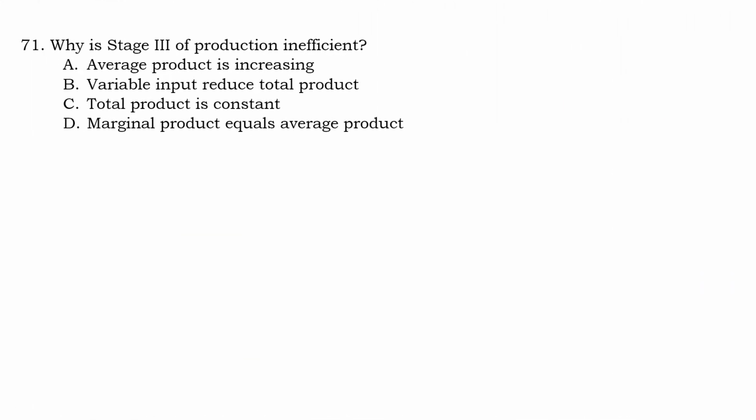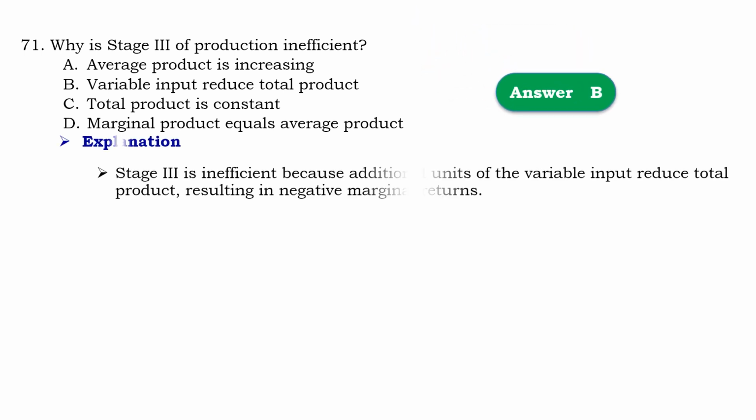Question number 71, why is stage 3 of production inefficient? 71ኛ ጥያቄ ለምንድነው ደረጃ 3 የሚመረት ስራ ውጤታማ ያልሆነው ወይ ደግሞ ዝቅተኛ የሚሆንበት ለምንድነው ይላል. So that should be B, variable input reduces total product. It means that stage 3 is inefficient because an additional unit of variable input reduces total product, resulting in negative marginal returns.